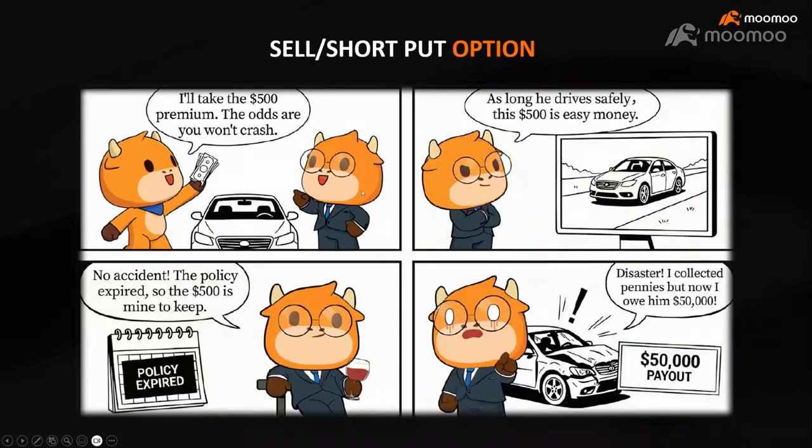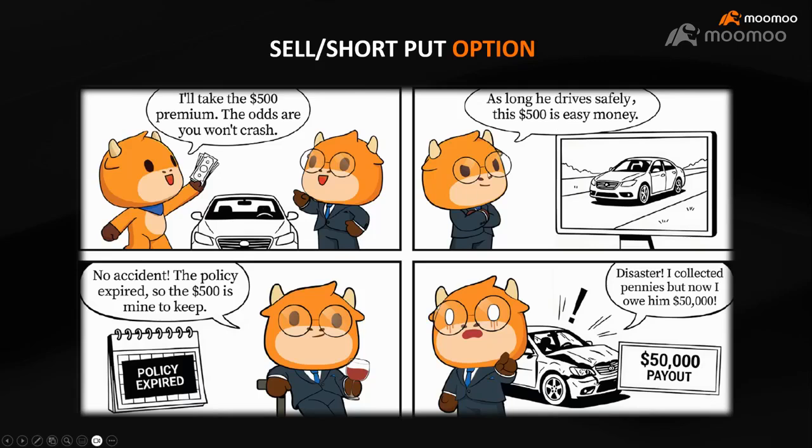On the flip side is the short put option. It's basically the same story. The buyer of the put pays the seller, and the seller takes the premium of $500. So what he is betting is that the car won't have any accidents, right? It's just like insurance. You pay the insurance, and the insurance companies expect you won't have any accidents, so that they can keep your premiums. If nothing happens, correct or not?